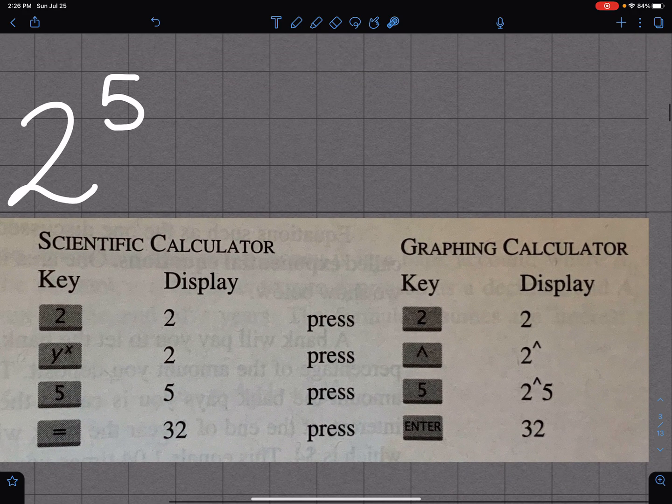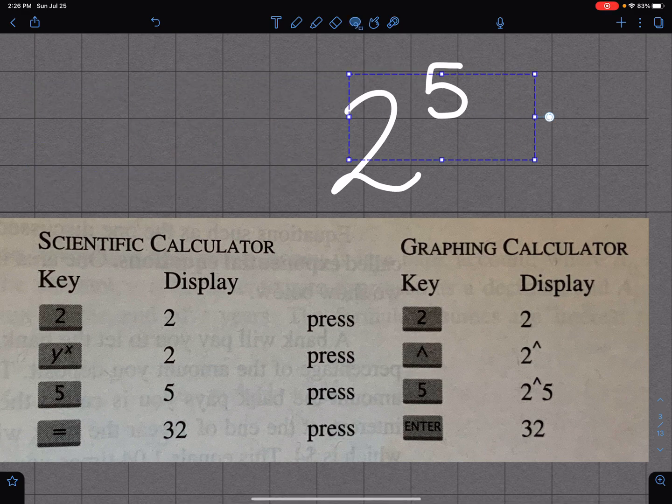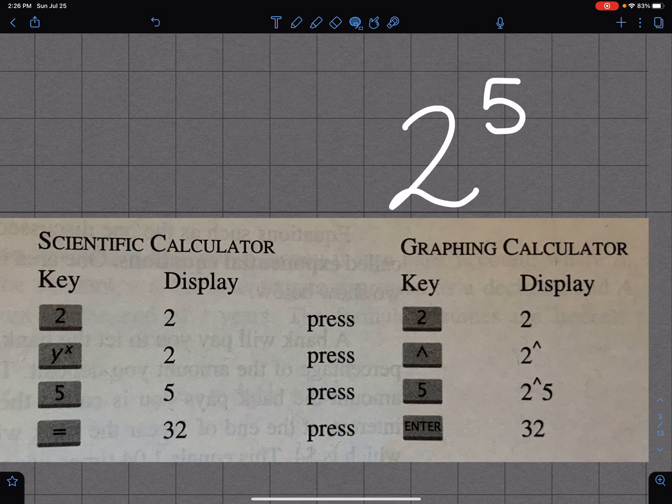Okay, now if you're doing it on a graphing calculator, it's a little bit different. This is still the same problem, but I want you to try it and make sure that you get the right answer, okay? So you push the 2, the display shows this. You push this little symbol, like the caret symbol, it's like that. And the display shows this, the 2 with the caret after it. And then you press 5, so it'll say 2 raised to the 5th power, and then hit enter, and you should have the number 32 if you did it. So definitely pause this and practice doing that problem, okay?